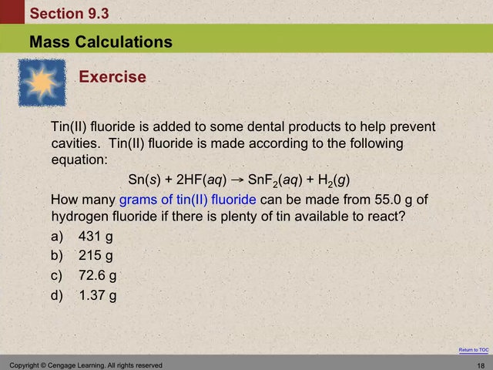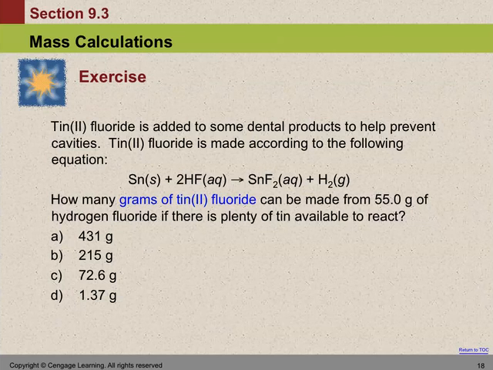Now, this is another way of saying we have excess tin. Plenty of tin available to react means we have an excess of it. This tells us then that the hydrogen fluoride is the reactant species which determines the amount of products that we form. So if we have 55 grams of hydrogen fluoride to begin with, we need to know how many moles that is.